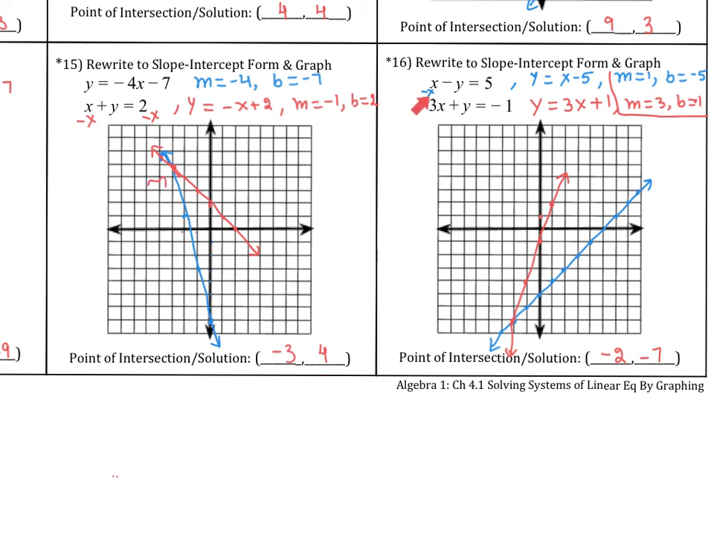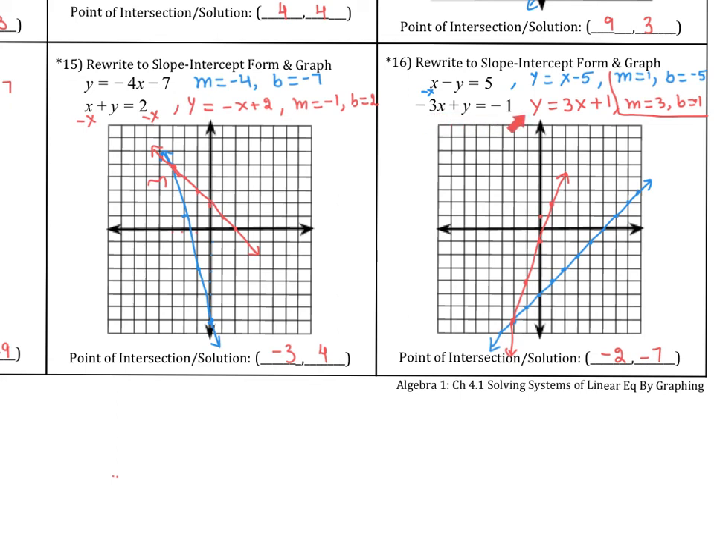Subtract x on both sides and then divide by negative 1. To get y by itself, you get x minus 5. The slope is 1 and the y-intercept is negative 5. Starting from negative 5, go up 1 over 1, and you get this line.